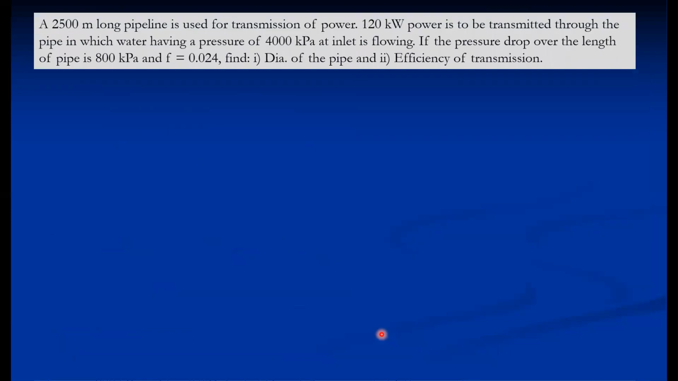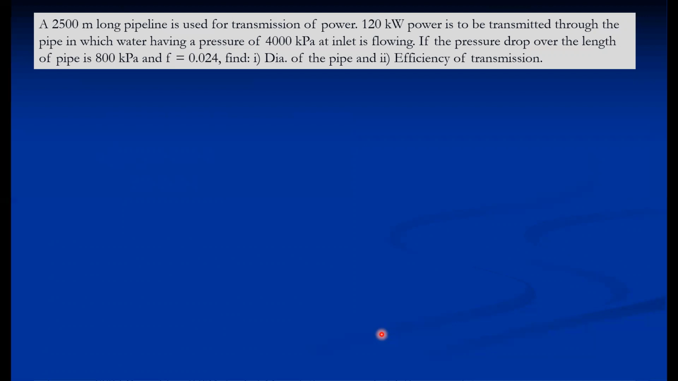Suppose a 2.5 kilometer long pipeline is used for transmitting power. 120 kilowatt power is to be transmitted through the pipe. It is a requirement, in which water having a pressure of 4,000 kilopascal at the inlet is flowing. This is given in pressure, but we can convert it into head by dividing by gamma. If the pressure drop over the length of the pipe is 800 kilopascal, F value is given. Find the diameter of the pipe and efficiency of the transmission.